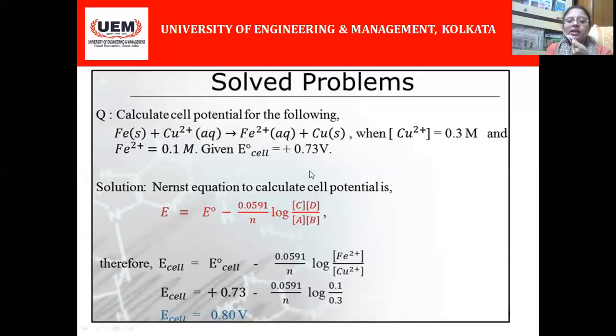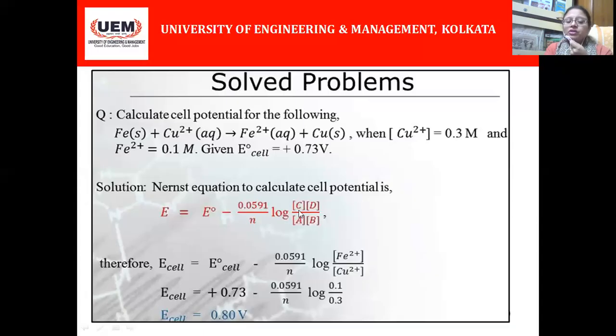And E naught cell is given as 0.73 volt. So you are putting 0.73 volt over here, putting n is equal to 2. Now coming to the reaction quotient part. Here it is log of concentration of product divided by concentration of the reactant. Now there are 2 products, right? Iron 2 plus aqueous solution and copper solid, divided by iron solid and concentration of the copper 2 plus.